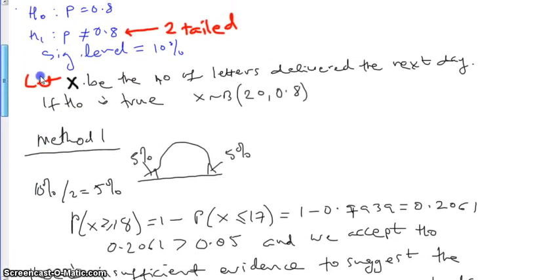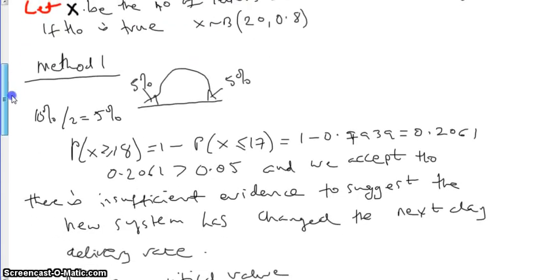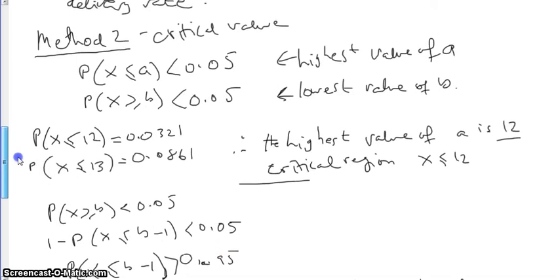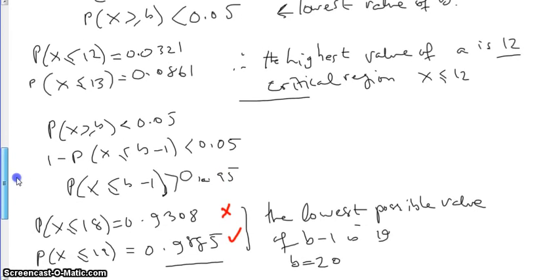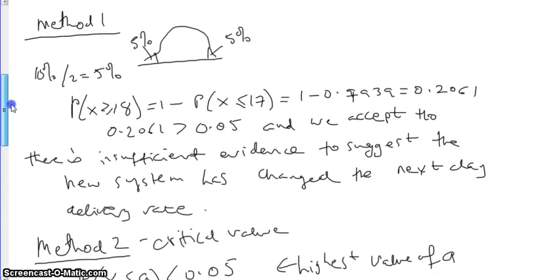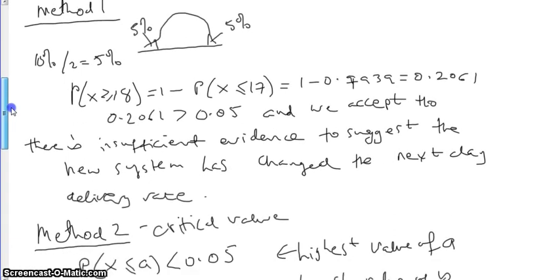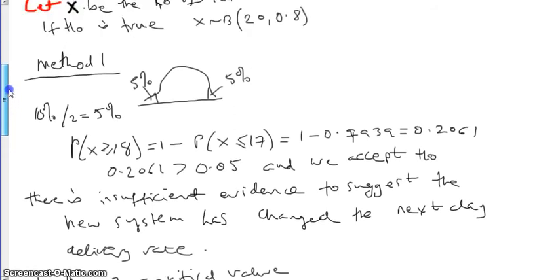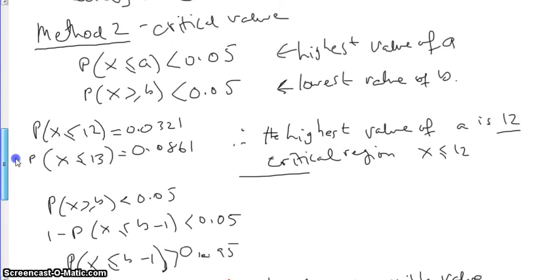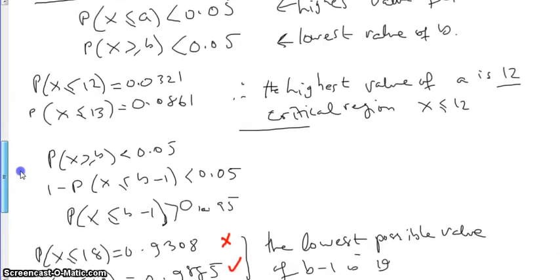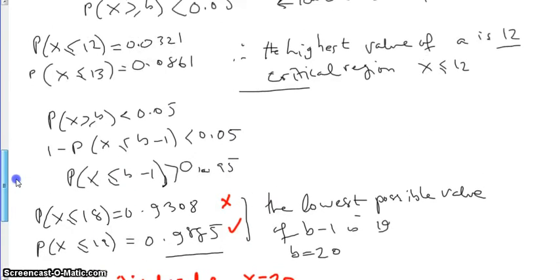So, in summary, what we've got here is a two-tailed problem, because we're looking at change. One way you could do it is just look at the probabilities and see if it's greater than or less than your significance value. The second method is to find the critical values, the boundaries, and determine the critical regions and find out if your value actually lies within that region. Some exam paper questions actually want you to work out those regions.